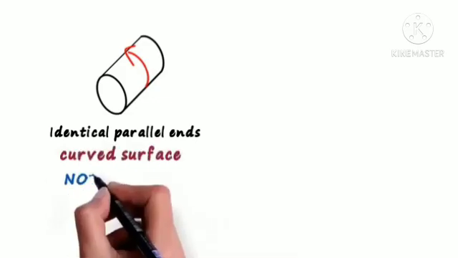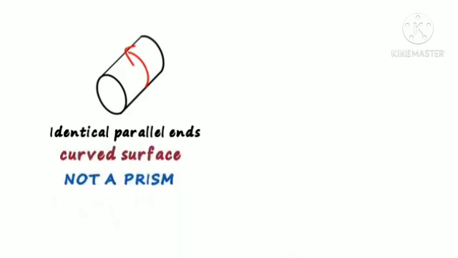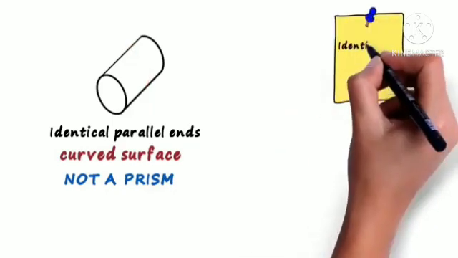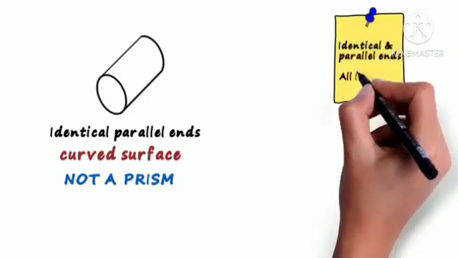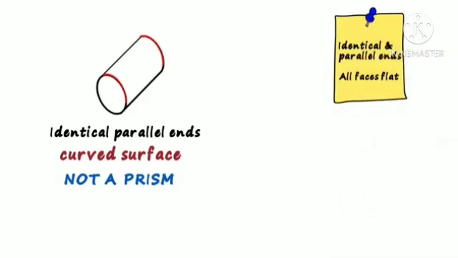Here's the first figure. It's a part of a pipe. Both the ends are circles and are parallel to each other. It means that this figure has identical parallel ends. This figure has identical parallel ends but has a curved surface. Hence, it's not a prism. I want to emphasize there are only two things that make a three-dimensional shape a prism: identical and parallel ends, and all its faces flat. Here, the ends are flat, but the surface is curved, so it's not a prism. Here's another figure. First, we look at the ends.